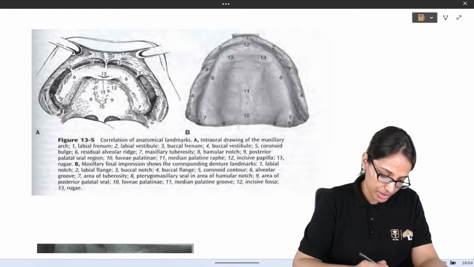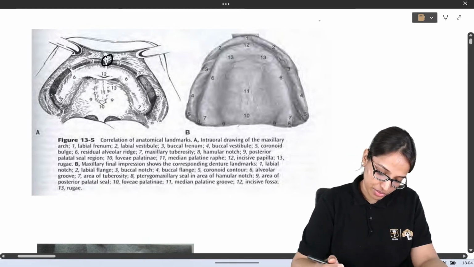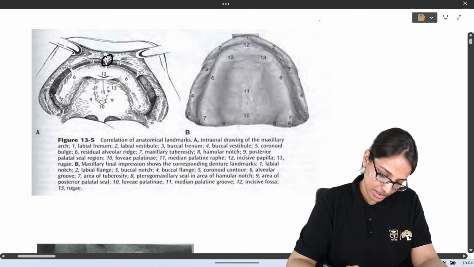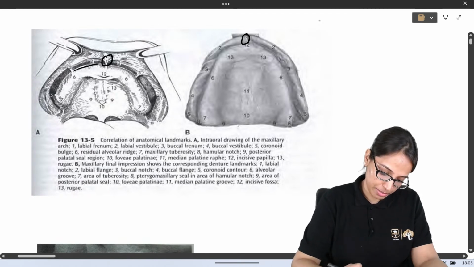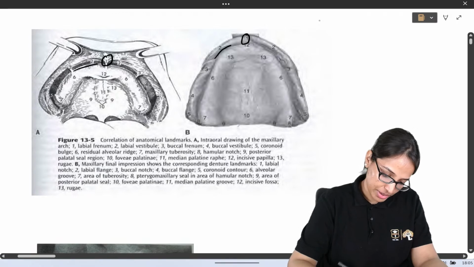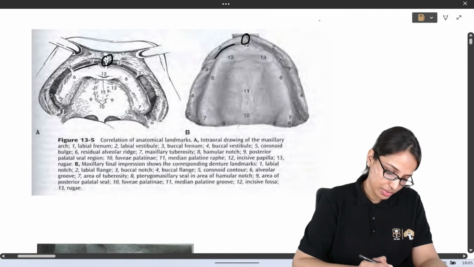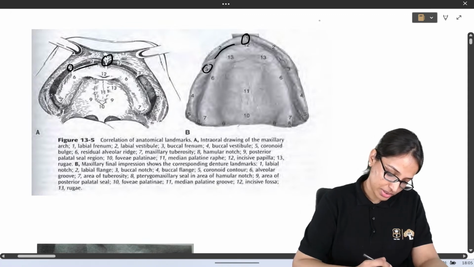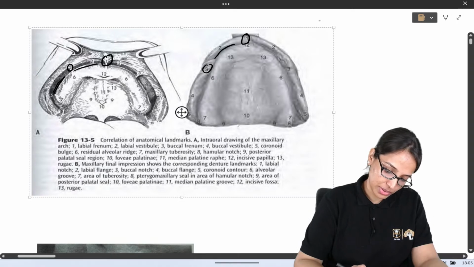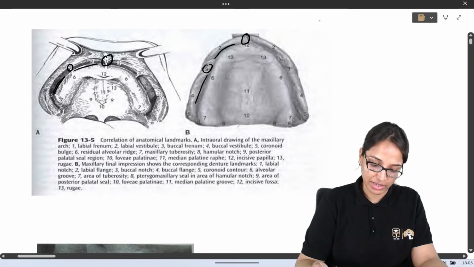What is a labial frenum in the mouth? What is it called in the impression? It is called a labial notch. What is a labial vestibule in the mouth is called a labial flange in the impression. What is a buccal frenum in the mouth is called a buccal notch in the impression. Then again, what is a buccal vestibule in the mouth is called a buccal flange.